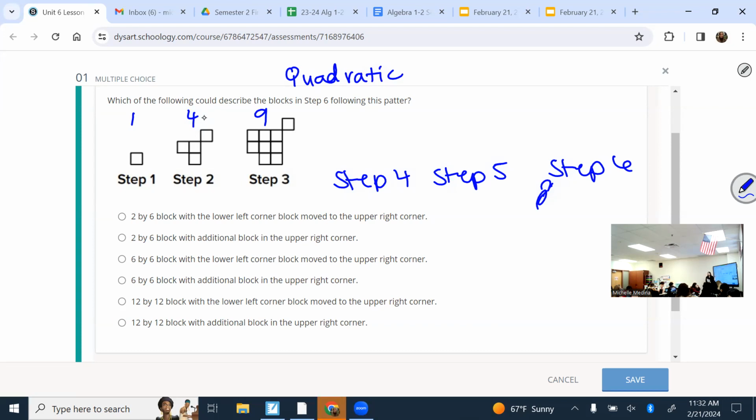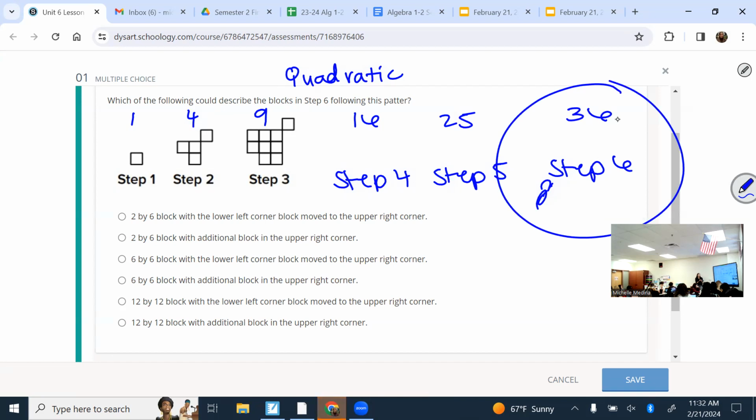Here's the first 3. All right, so this is 1 squared, this is 2 squared, this is 3 squared. What's 4 squared? Remember, exponents tell you to multiply the base by itself that many times. So 4 squared is 16, 5 squared is 25, 6 squared is 36, and that is my step 6. I should have 36 squares.